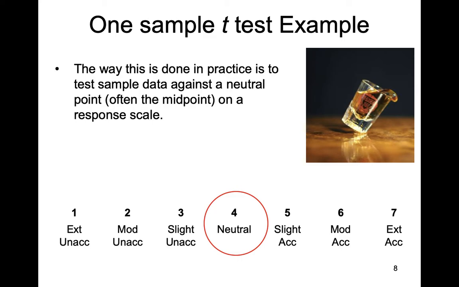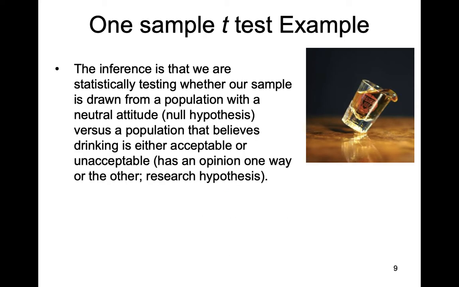So if we want to know whether our population of Miramar students feel one way or the other, that is, do they think that drinking is acceptable or do they think that it's unacceptable, we can test an average attitude against that neutral point. So the inference is that we're statistically testing whether our sample is drawn from a population with a neutral attitude versus a population that believes drinking is either acceptable or unacceptable. In other words, has an opinion one way or the other.